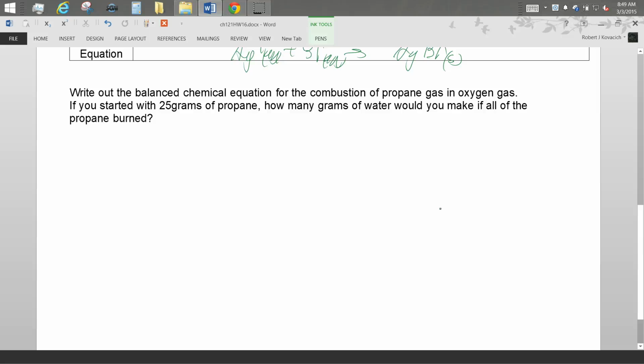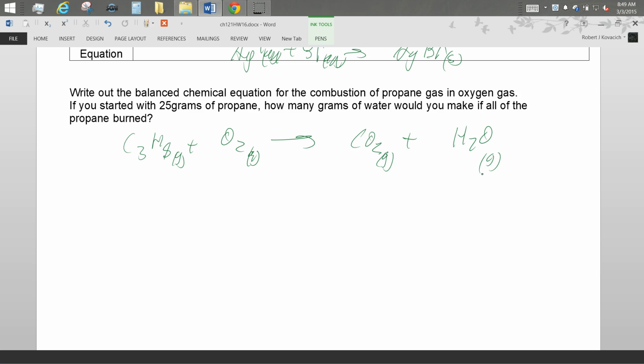Write out a balanced chemical equation for propane gas and oxygen. We're going to combust this. So it's C3H8 gas plus O2 gas, making carbon dioxide gas and water. All right, gas, doesn't really matter. Okay, so what are we going to do to balance the carbons? Put a 3 over on this side on the carbon dioxide. So now my carbons are balanced.